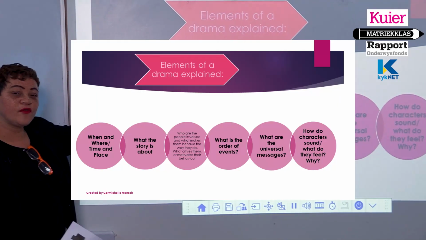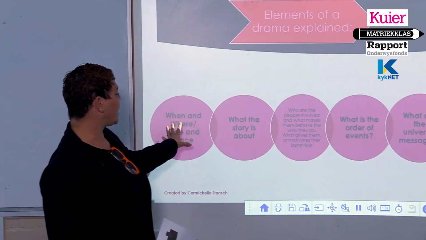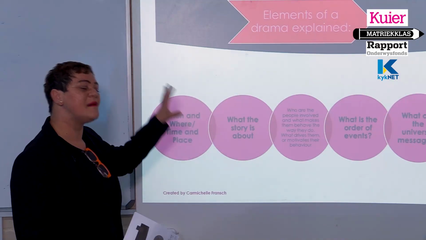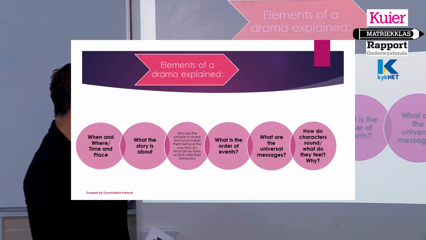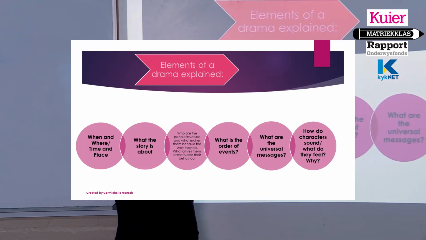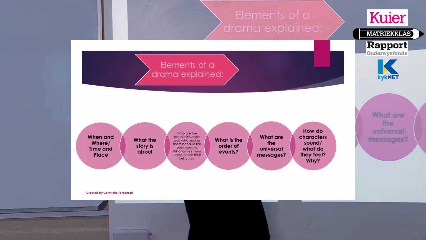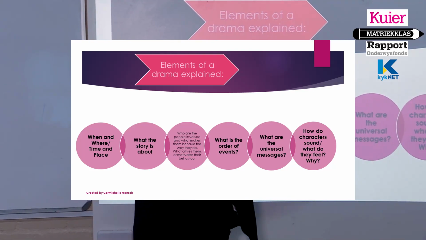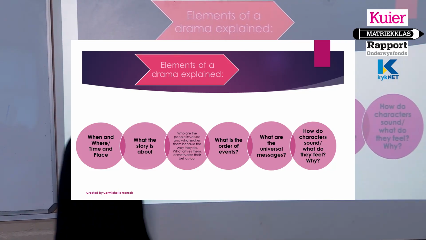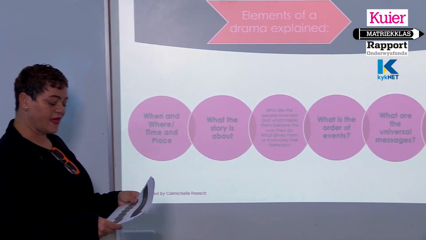Okay, now, here we've got the elements of a drama, and that is essentially what today's lesson is about. So what I've done is I've summarized it, and then we'll move on to the technical terms. So we have, in all the dramas, basically, when and where, time and place, what is the story about, who are the people involved, what do they do, what makes them behave the way that they do, what drives their action, what motivates them, what is the order of events, what are the universal messages, how do characters sound, and what do they feel and why? Okay, so this is an explanation of the basic elements of any drama.